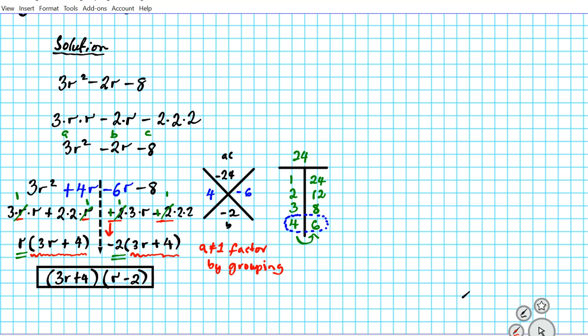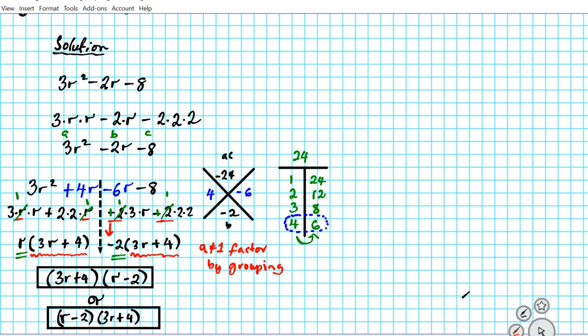So you have to remember that multiplication commutes. So you can write it like this, or you can write it as r minus 2 times the quantity 3r plus 4. It makes no difference. They're both the same since multiplication commutes.